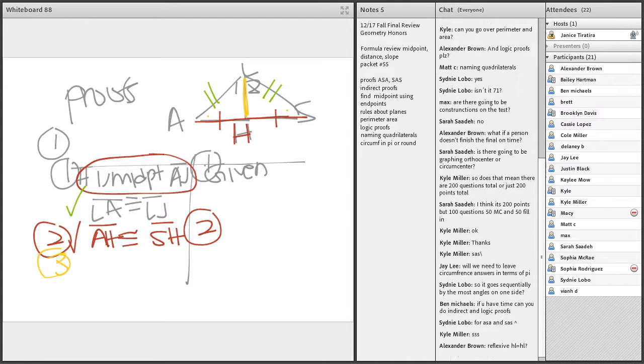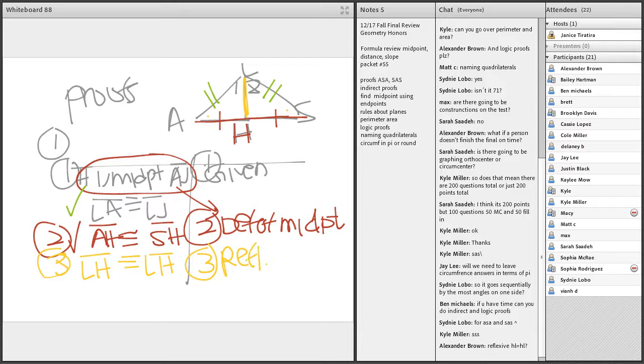So I'm going to go back to this proof. Sorry, guys. So LH is congruent to LH. That's one route that you can go, and you'll call it, oh, sorry, number 2, I skipped it. That's definition of midpoint. I got it from the first sentence. So that's where it came from. Number 3 is the reflexive property of congruence.